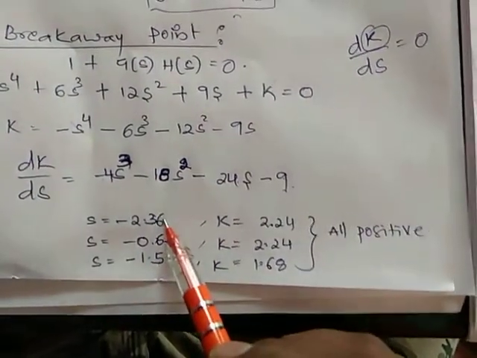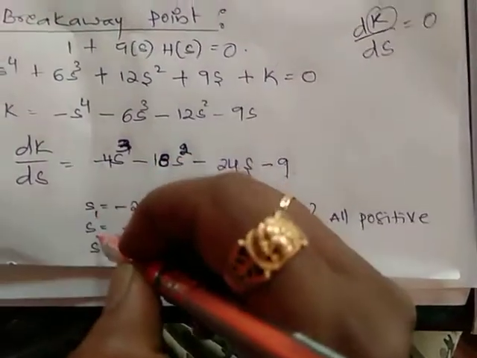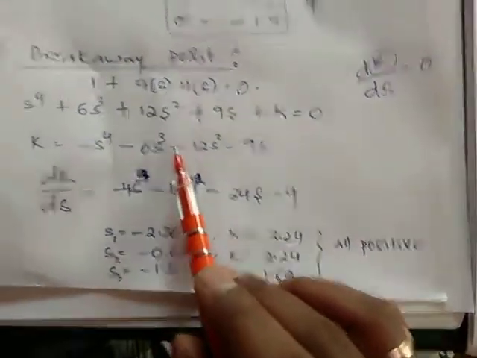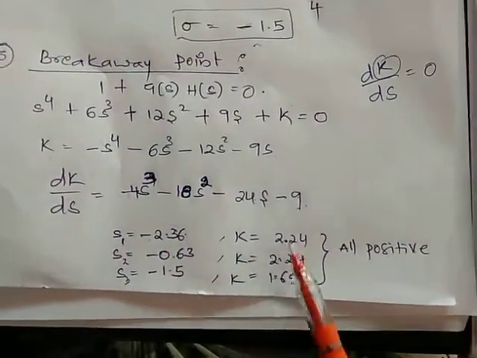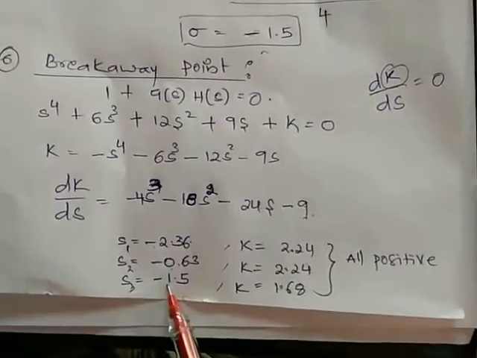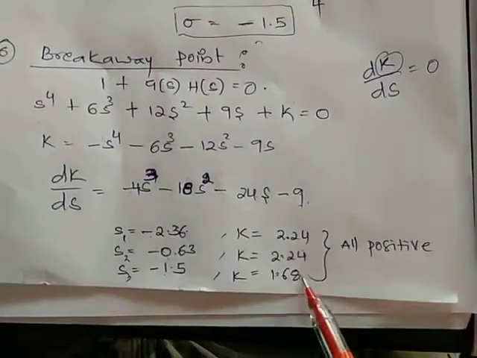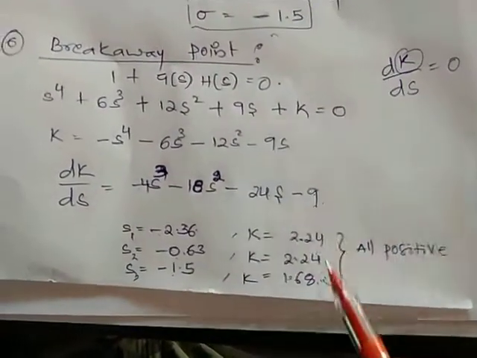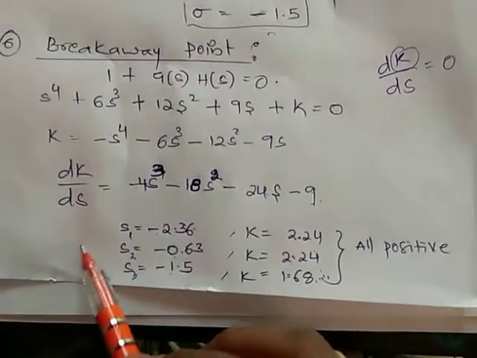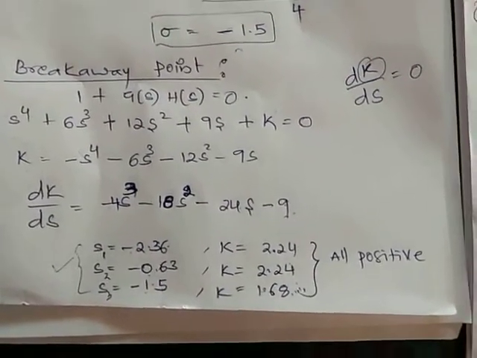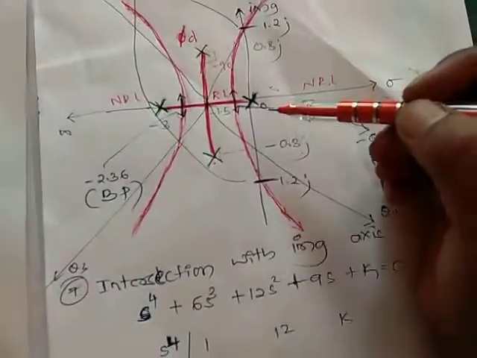For each root, s1, s2, s3, I will mark it. s1 put in the K equation, you will get the value of K. Similarly s2 put in the K equation, you will get K. s3 again put in this K equation, you will get the value of K. The s with positive K will be selected. So all K are positive, so all s will be selected. Okay, so the breakaway points I will mark here.